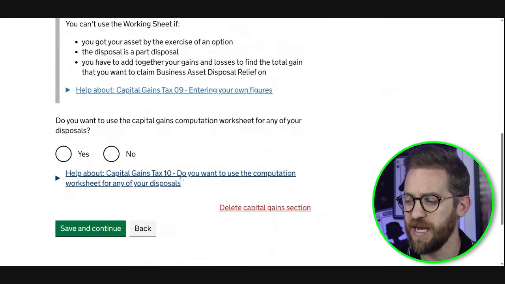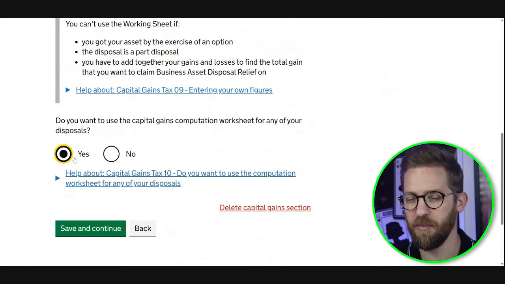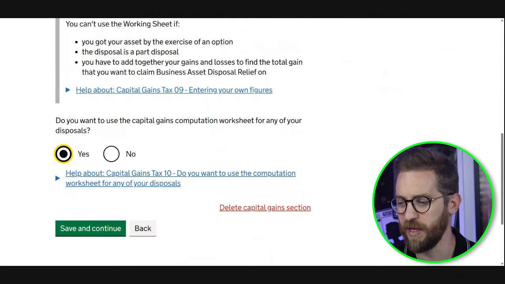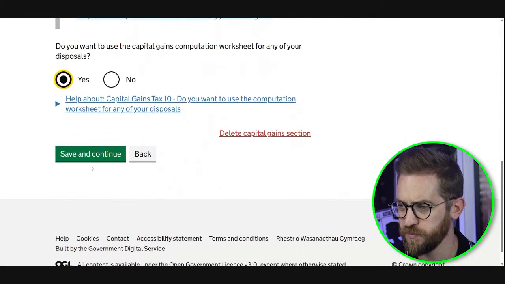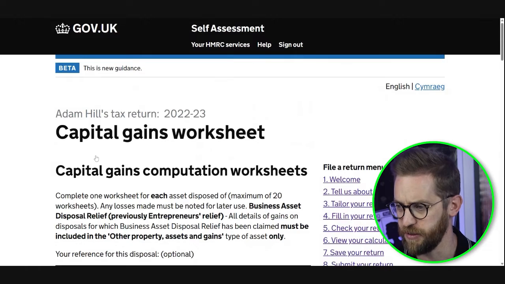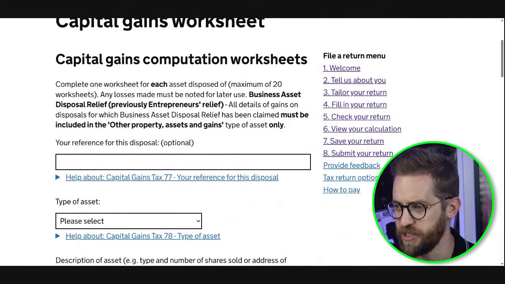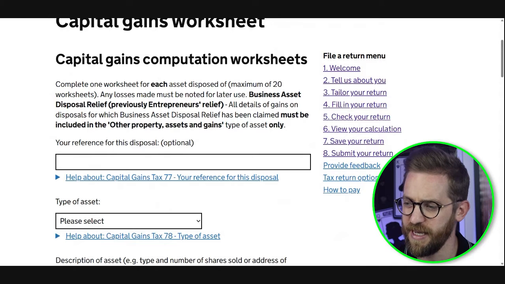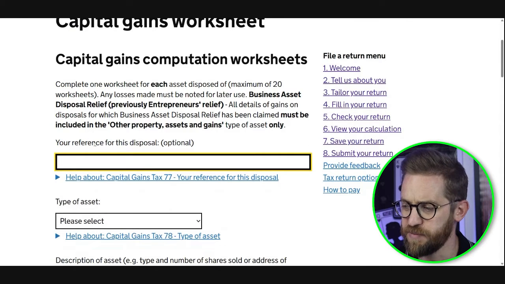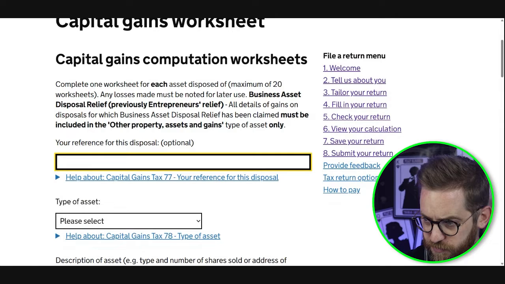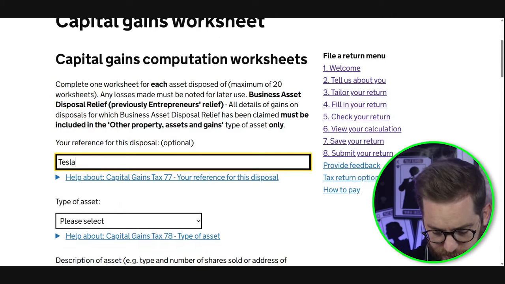Do you want to use the capital gains computation worksheet for your disposals? Again, if you've got your own worksheet, then you can attach that. I'm going to say yes. I'm going to put in a couple of very basic capital gains or disposals. So we'll use their computations. And then it's a case of putting in the details for each disposal. So in this case, your reference for this disposal, so I will go with some shares. Let's go with Tesla shares.